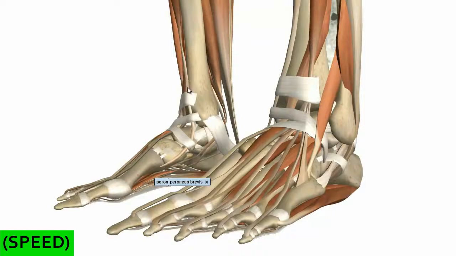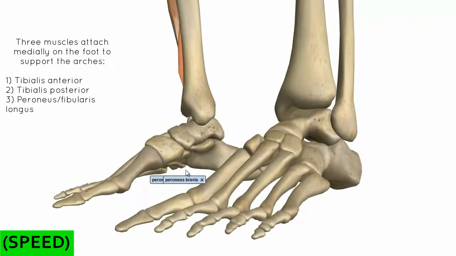So you've got the tibialis anterior tendon here, you've got the tibialis posterior tendon, and you've got the peroneus longus tendon, or the fibularis longus tendon coming in from this side. So these all function to support the arches of the foot.